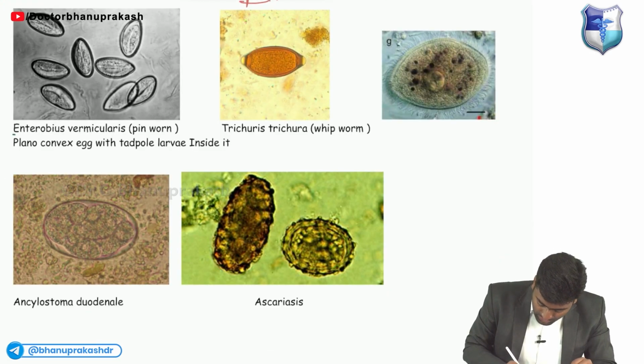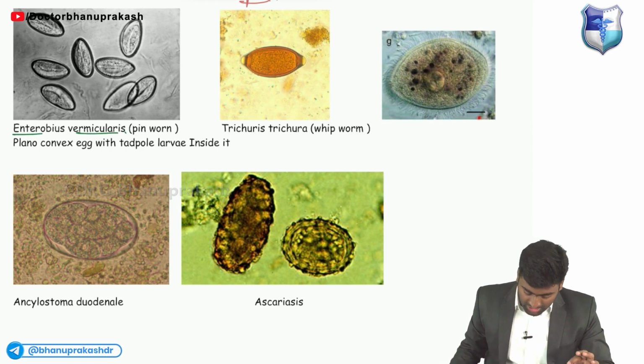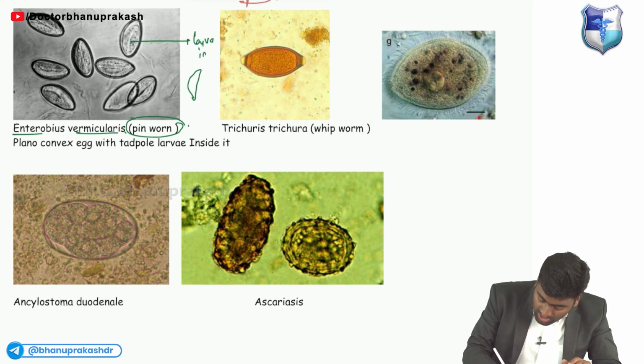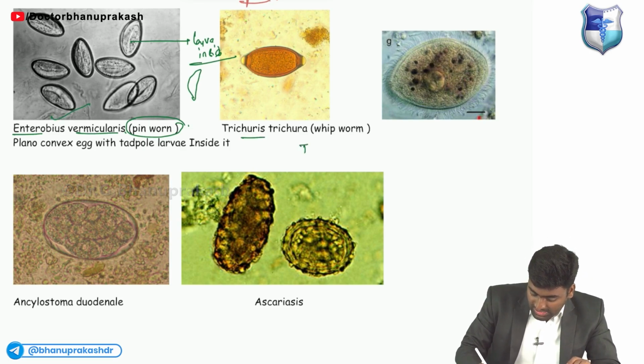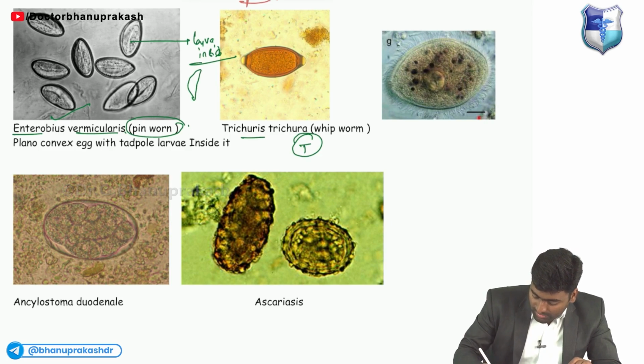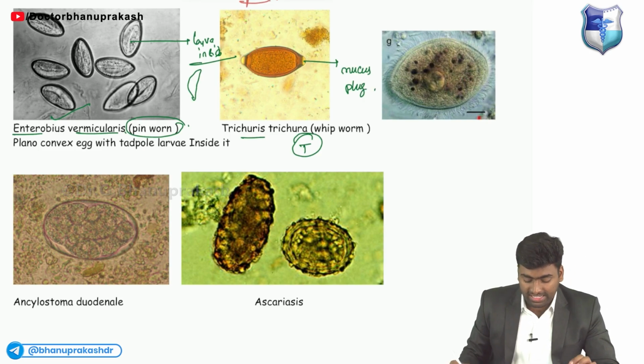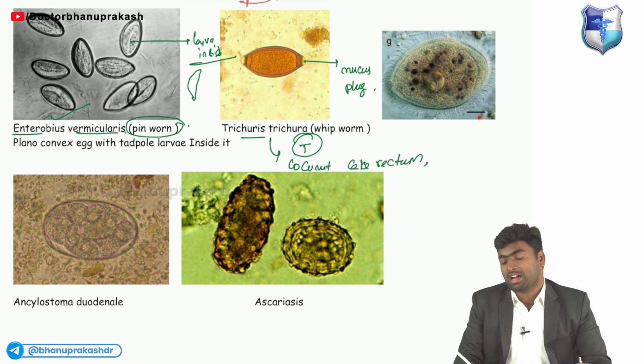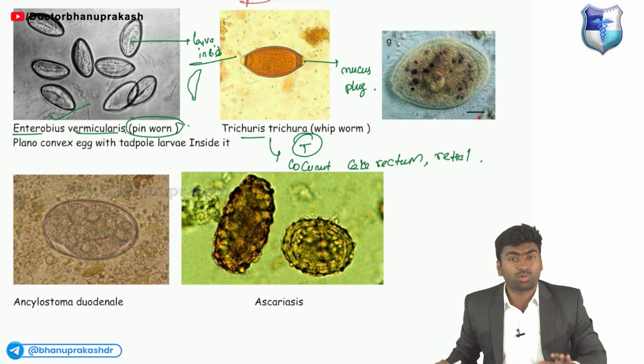Then if you see this Enterobius vermicularis, this is known as pinworm. It will be having a plano-convex egg along with the larva inside. It is seen in a case of Enterobius vermicularis. Next, Trichuris trichiura, it is like a barrel-shaped egg along with a mucus plug. It is seen in a case of Trichuris trichiura. You will see what is known as coconut cake rectum, and also rectal prolapse, in a case of Trichuris trichiura.